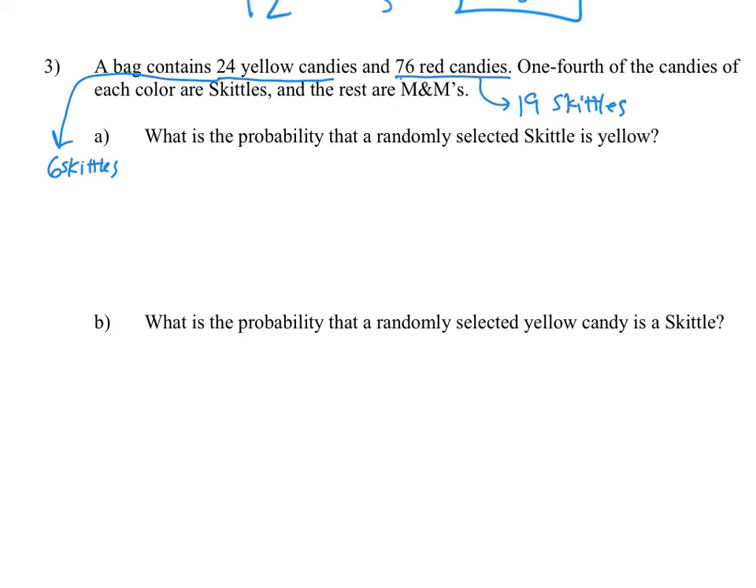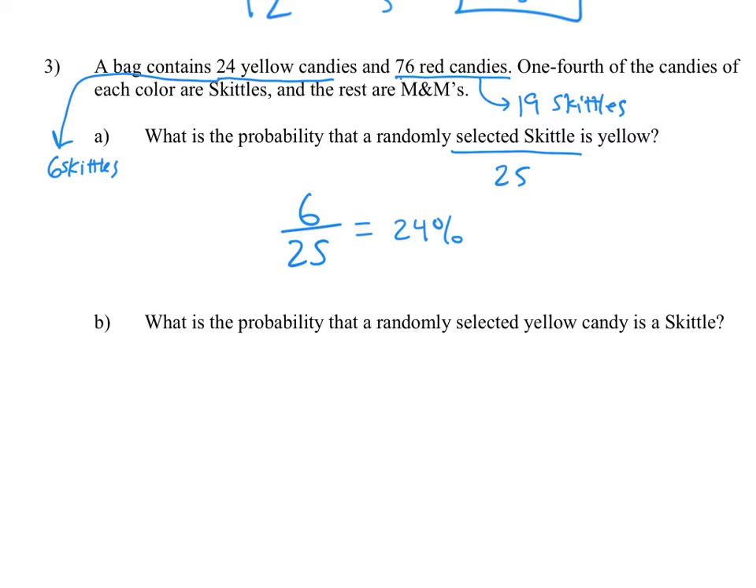So you have selected a Skittle. How many Skittles are there in all? Well, we have 19 red and 6 yellow. So there are 25 in all. So I know I'm looking at, out of 25 of these possible Skittles, what's the probability that it's yellow? Well, there are only 6 yellow, so 6 out of 25, or 24%.